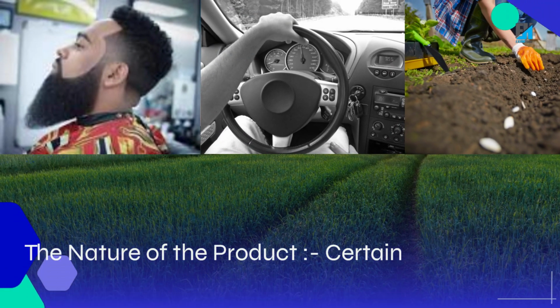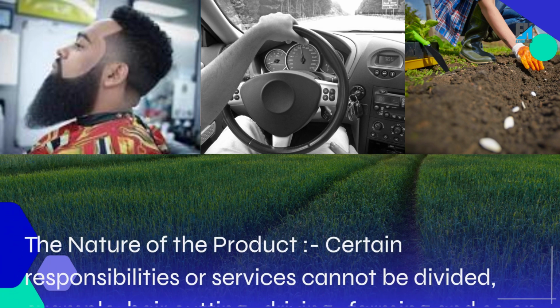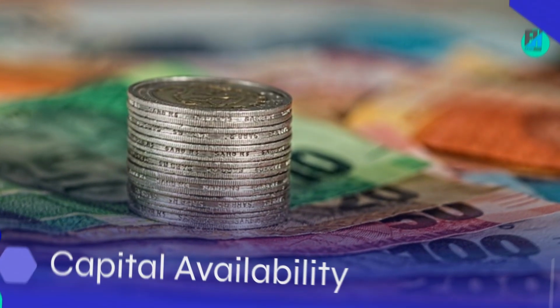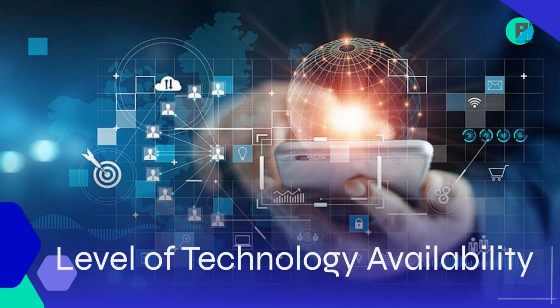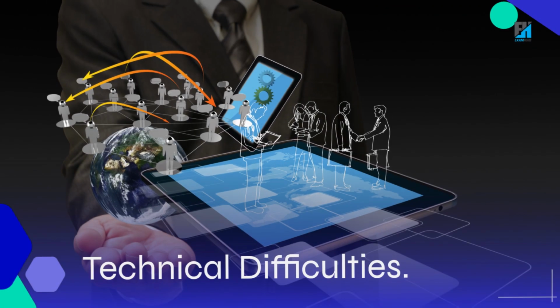The nature of the product. Certain responsibilities or services cannot be divided, example, haircutting, driving, farming, and so on. Availability of factors. Inputs, example, labor. Capital availability. Level of technology availability. Managerial competence. Technical difficulties.